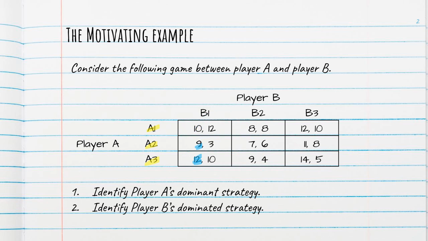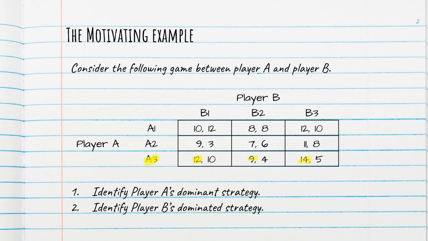So I'm going to erase all this stuff here. Our focus is on A3. I observe that A3 yields the best payoff if player B chooses B1. If instead player B chooses B2, player A can get 8, 7, or 9. 9 is clearly the highest. And then finally, if player B chooses B3, player A can get 12, 11, or 14. 14 is clearly the highest.